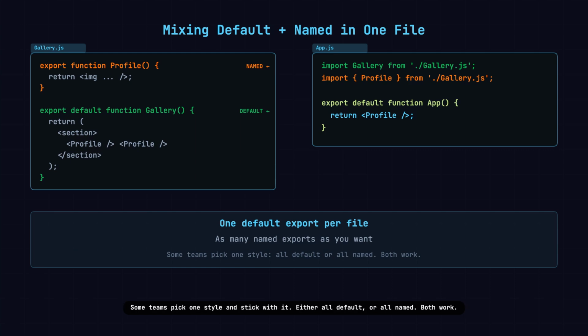Some teams pick one style and stick with it, either all default or all named. Both work. The important thing: always give your components meaningful names. No anonymous arrow functions as exports.